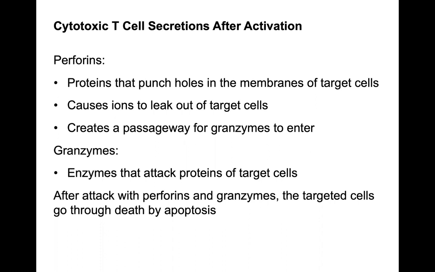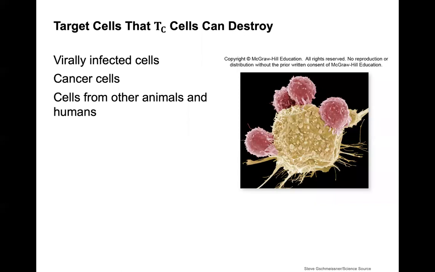There are several cytotoxic T cell secretions after activation. The first is perforins. These are proteins that punch holes into the membranes of your target cells. They cause ions to leak out, essentially going to cause that cell to lyse. Granzymes. These are enzymes that will attack the proteins of the target cells. After they attack with the perforins and granzymes, the target cells typically will go through death through a process called apoptosis. And here we can see cytotoxic T cells actually destroying a virus-infected cell or cancer cells, okay?